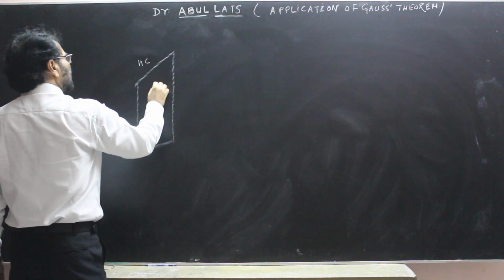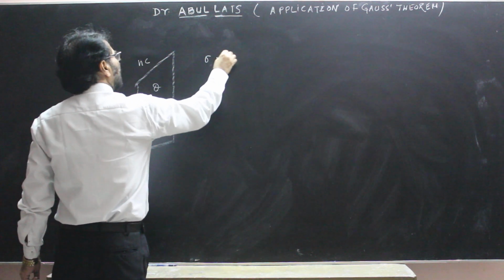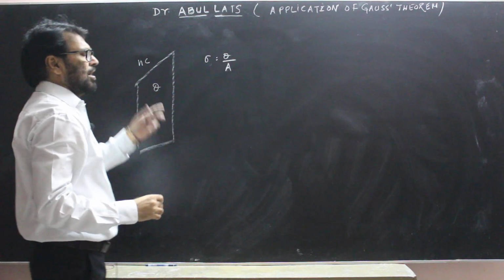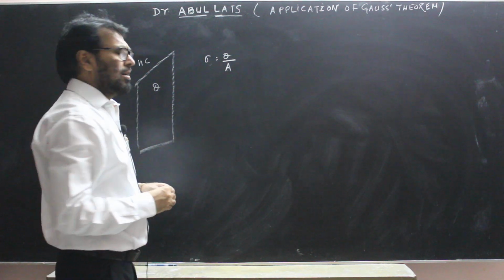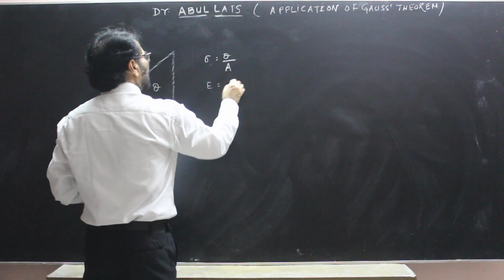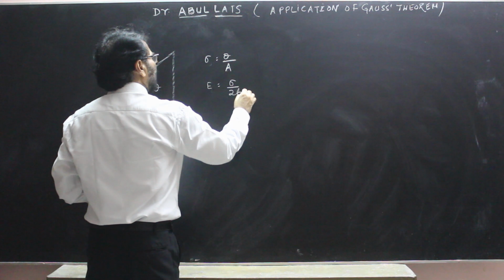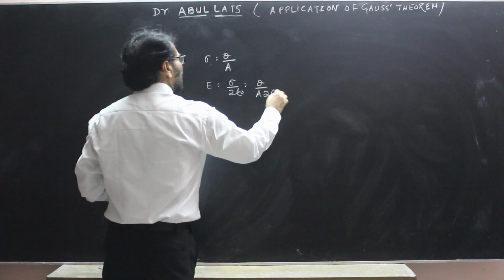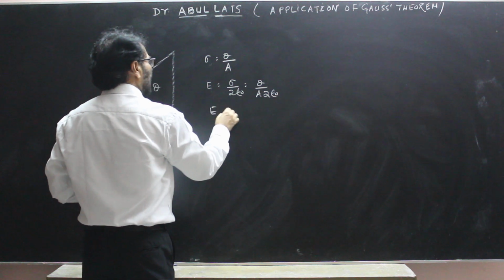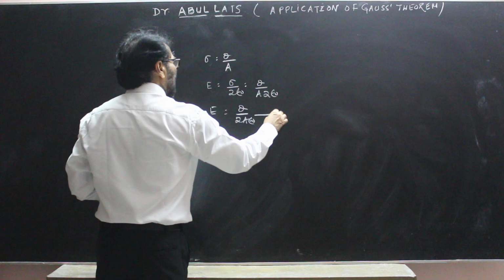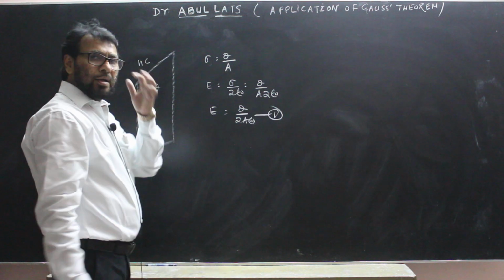For example, this is non-conducting. You gave Q charge, the value of sigma will be Q by A, because charge will reside only on one side of the conductor, and the value of electric field will be E is equal to sigma by 2 epsilon naught, Q by A 2 epsilon naught. So the electric field is Q by 2A epsilon naught for non-conducting.